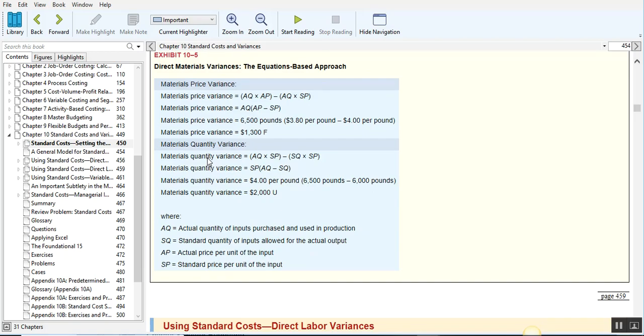Likewise, when we're looking at quantity, we can rewrite that equation that we were looking at above, where we took actual quantity times standard price minus standard quantity times standard price. Rewrite it as standard price times actual quantity minus standard quantity. And we get a materials quantity variance that computes out to be $2,000 unfavorable. The price variance is $1,300, and that's favorable.